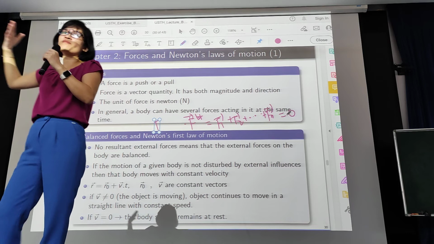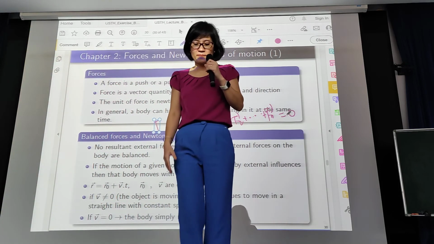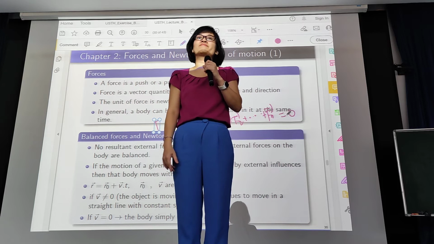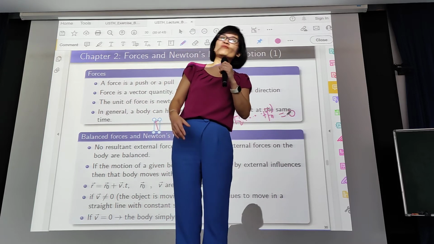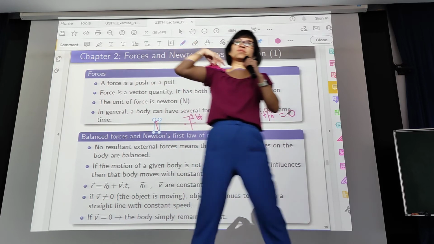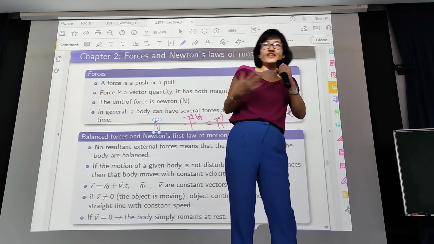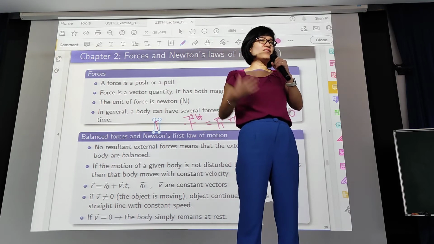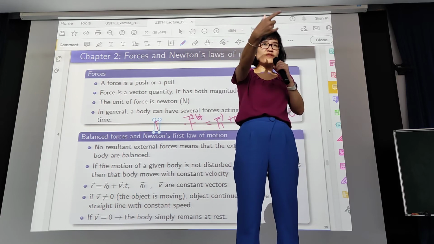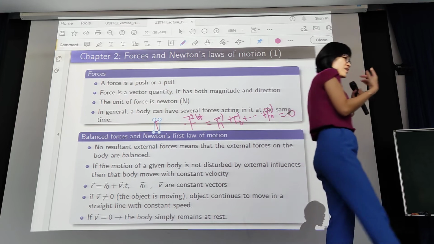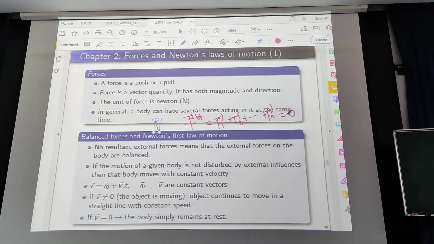For example, I am resting, and all the forces acting on my body are balanced. Now I'm moving because someone else pushes me. So in this case, I change the velocity. And from this law, you can confirm that, obviously, I am acted on by some external force.